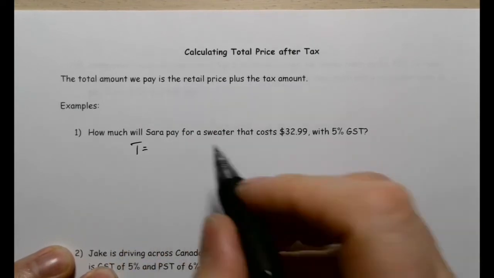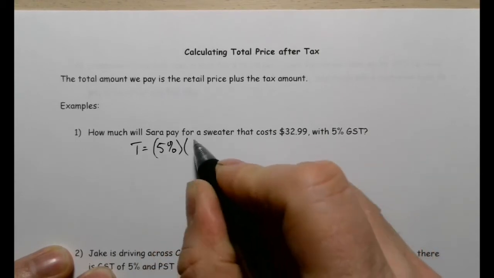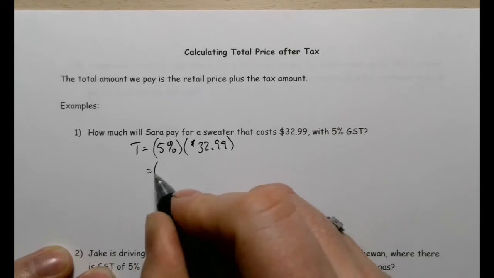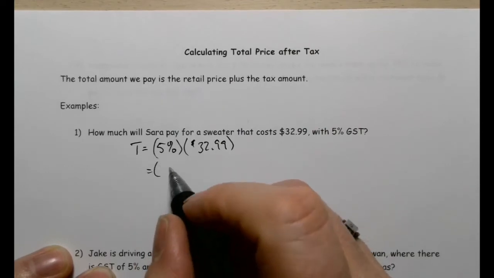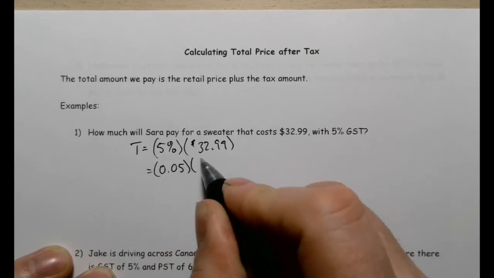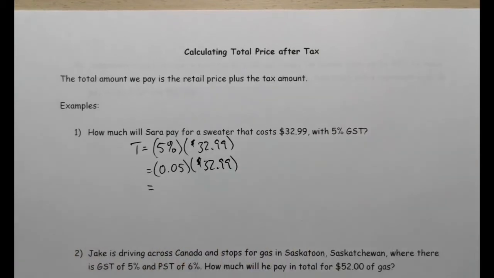So first of all, we're going to figure out how much we're going to pay in taxes. So it's going to be 5%. Okay, so again, we're going to skip that intermediate step with the fraction there. We're going to convert that right to a decimal. So 0.05 multiplied by $32.99. And I go to my calculator and 0.05 times 32.99.